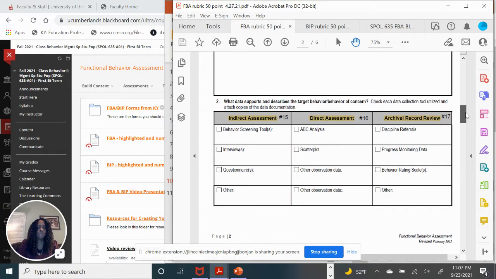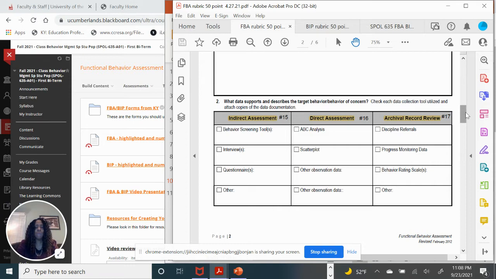So under this section here, where it says indirect assessment, typically we would be looking at things such as the behavior screening tools, questionnaires, interviews. So you can mark interview and you can put teacher, or you can put other and say interviewed teacher, or spoke with teacher, information gathered from current teacher. Where it says direct assessment and it gives you ABC analysis, scatter plot, other observation data, that's what you would check, the other observation data, because you're collecting data by observing the student.